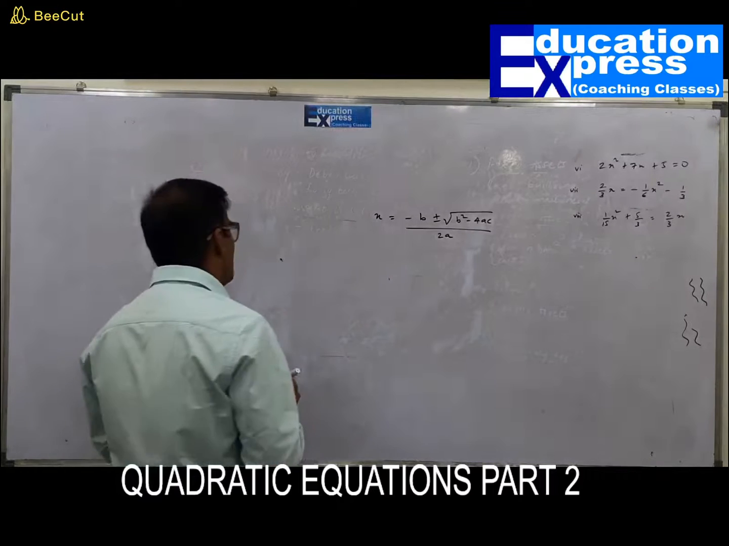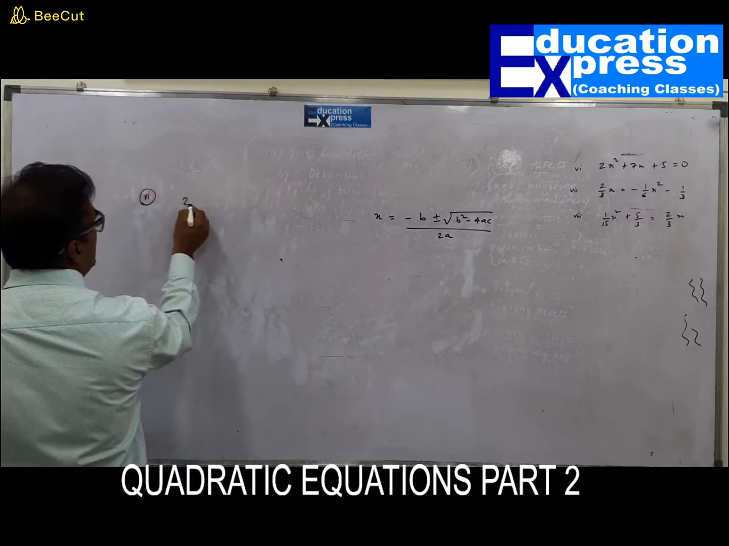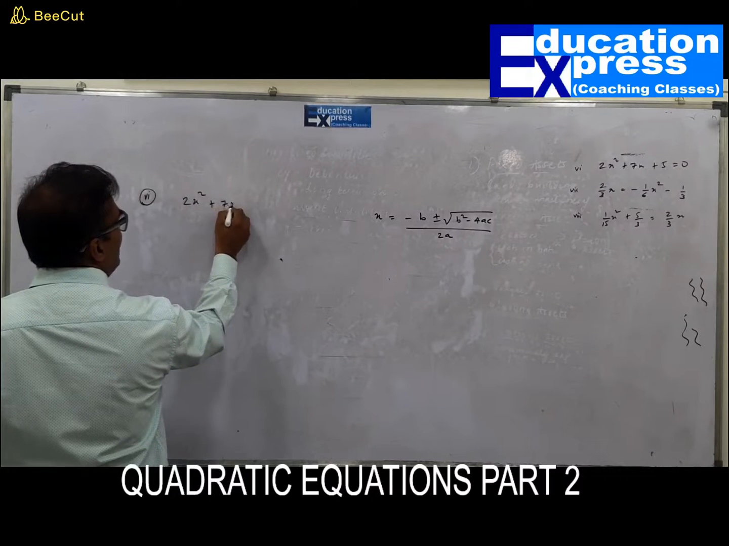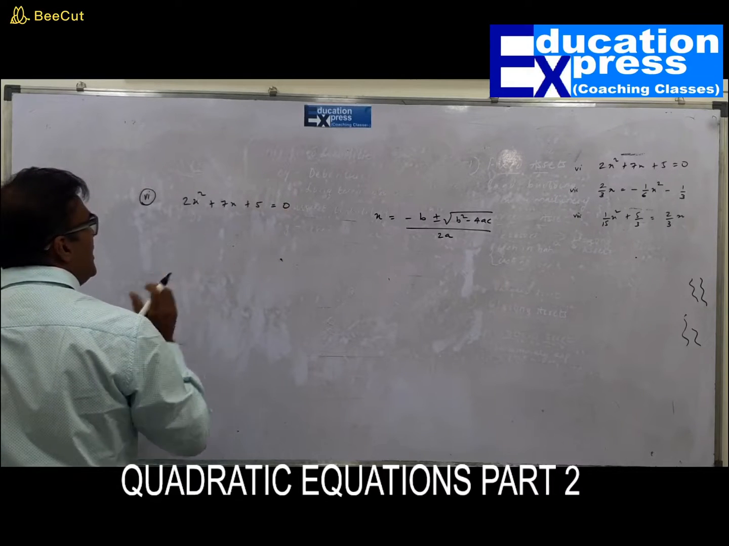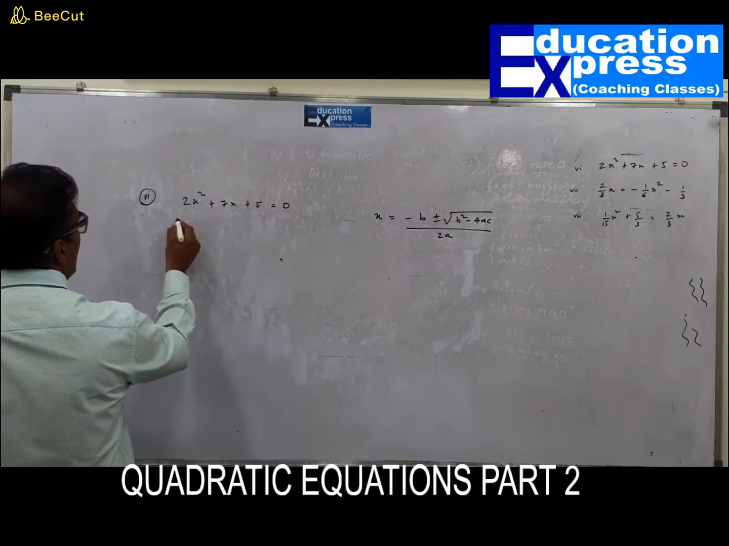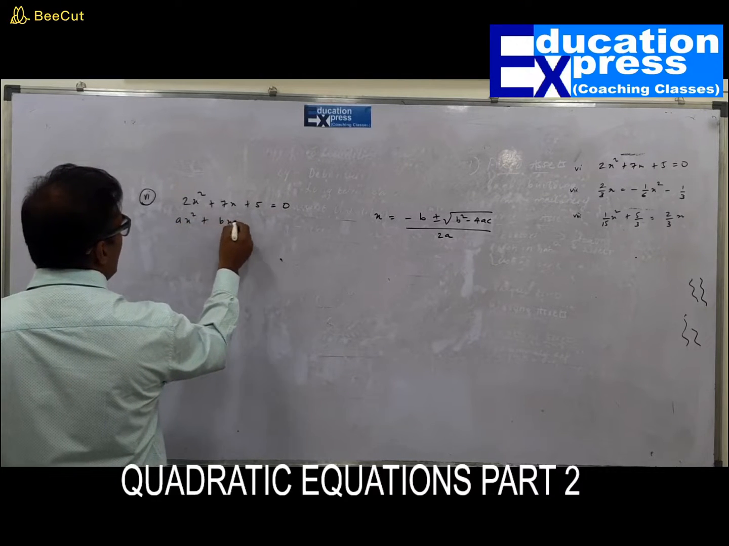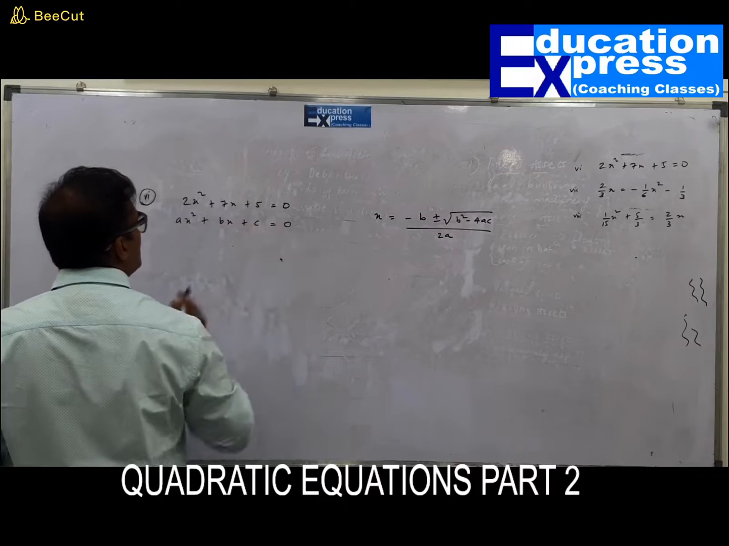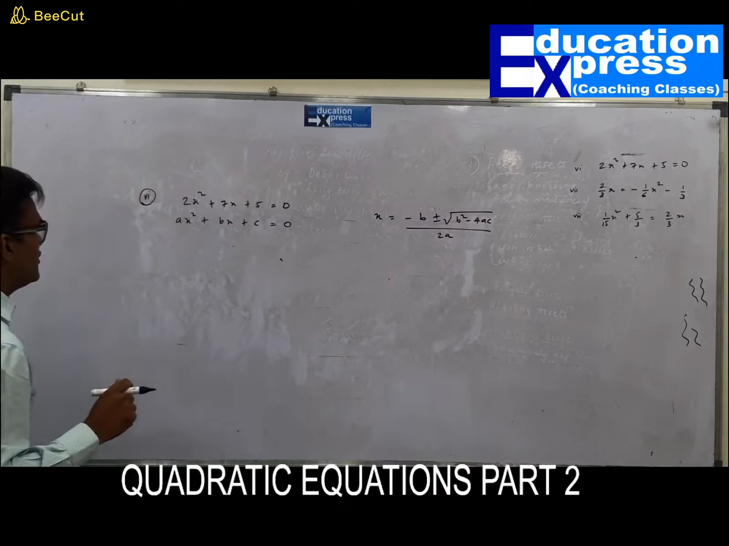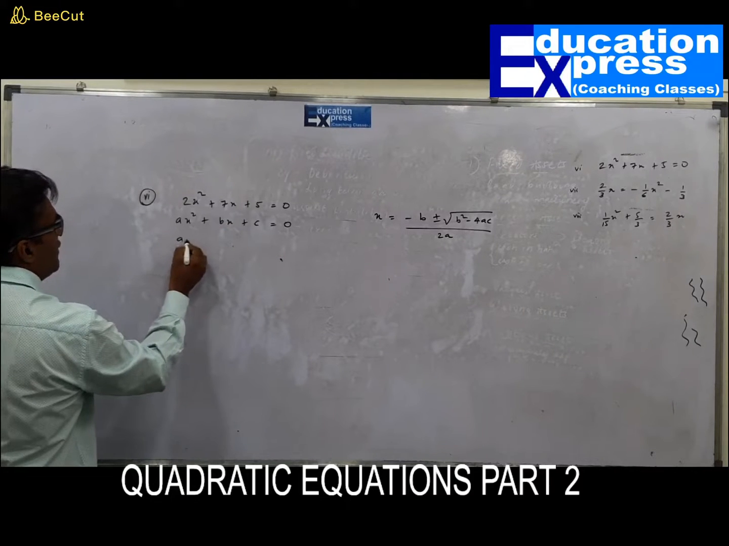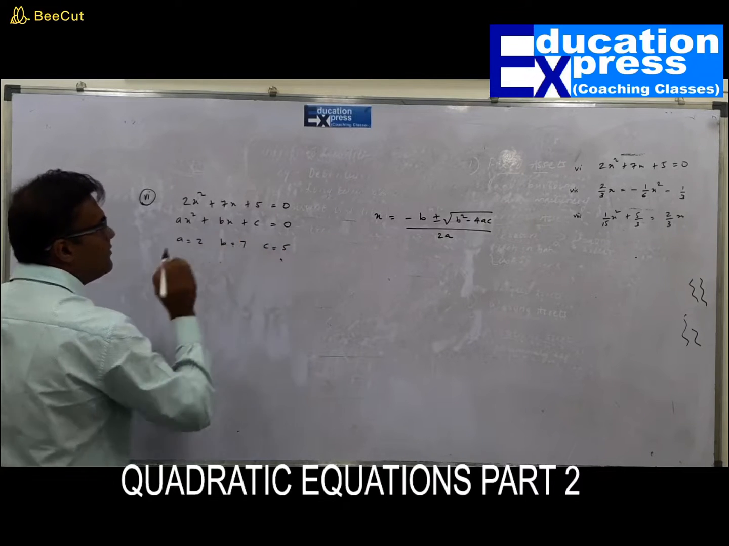Let us take the next question. Next question is question number 6. 2x square plus 7x plus 5 equals 0. Make sure that this is in the standard form. Of course, this is given to us in the standard form. Compare it to the standard form, ax square plus bx plus c equals 0. Can you find the respective values of a, b and c? Of course, value of a would be 2, b would be 7, c would be 5.